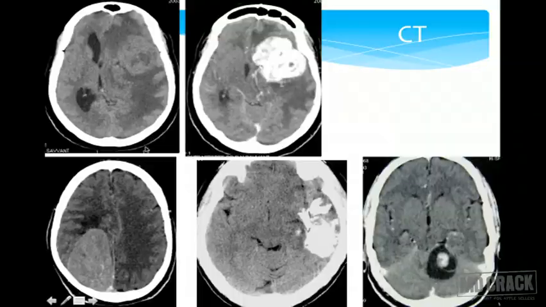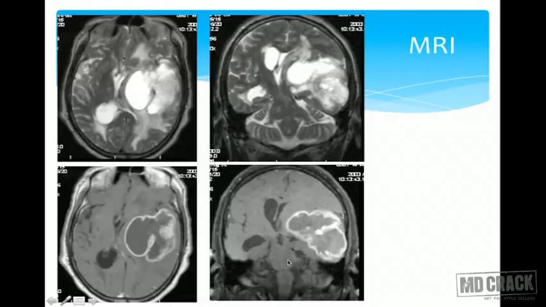So this is a CT. This is imaging which shows a glioma in the left frontal region. This is how it looks, and after giving contrast, it enhances so much. There's another patient over here which shows a mass in the right parietal region, and so on.